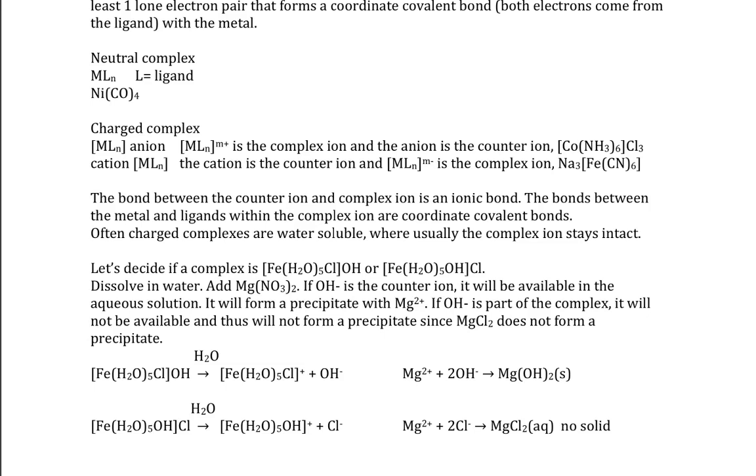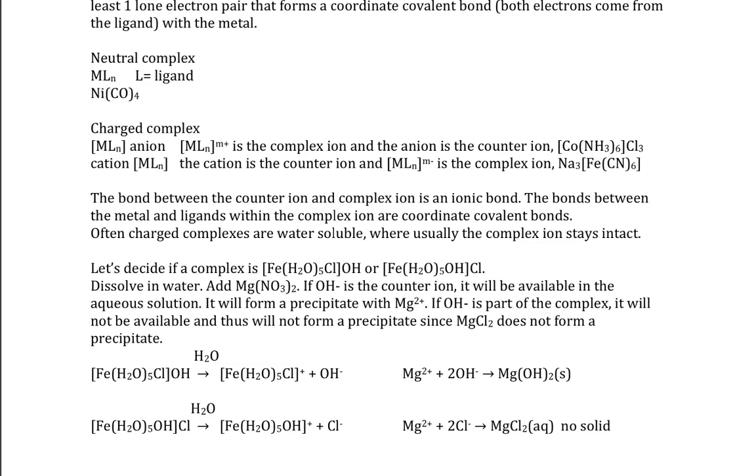So what we would have to do is add something to our dissolved compound that would interact with the OH minus, for example, if it is a counterion, but not with the Cl minus. If we use magnesium nitrate, then that will form a solid, which we would visually see if OH minus is the counterion, and not if the Cl minus is the counterion. So depending on our experimental results, we would know what this complex looks like.